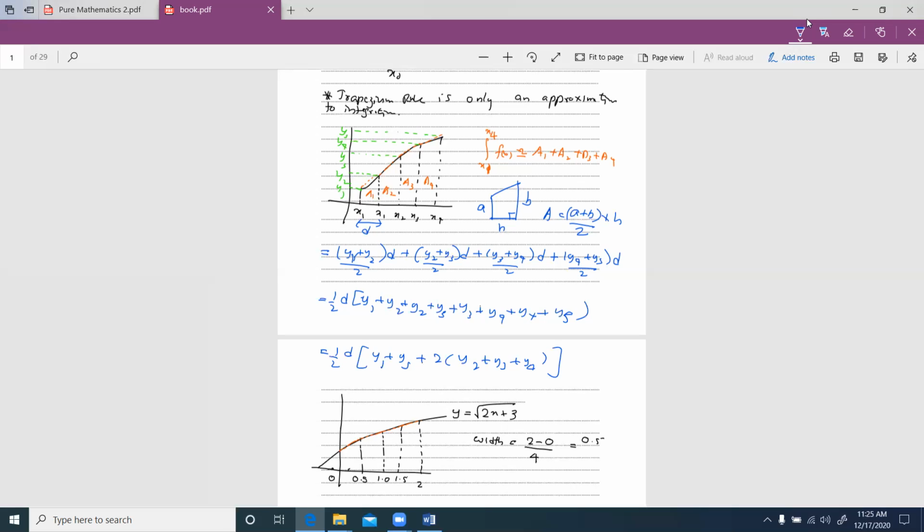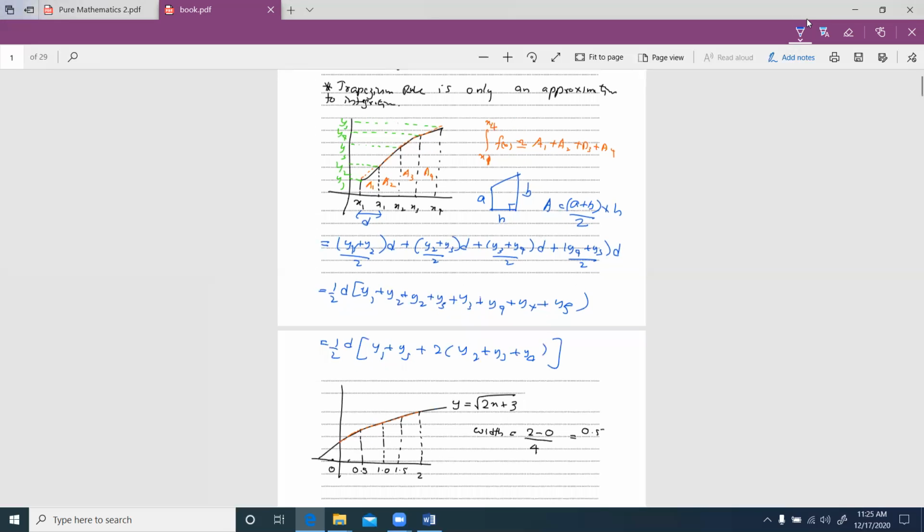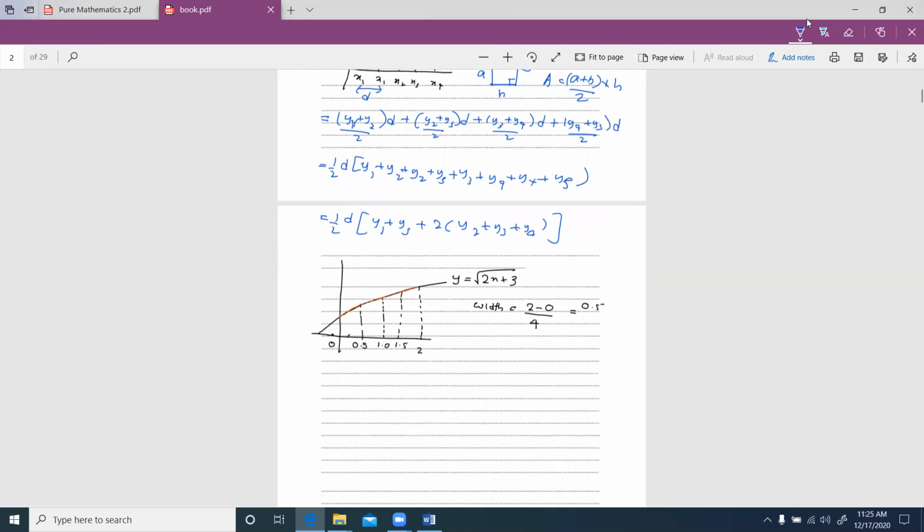Let's try to answer this question and try to understand how to do this kind of question. Here, initially, if you want to find the area, first find the coordinates. This is the way you can do this question. Get the x coordinates over here. The first x coordinate is 0, 0.5, 1.0, 1.5, and 2.0. Then you can get the relative y values.